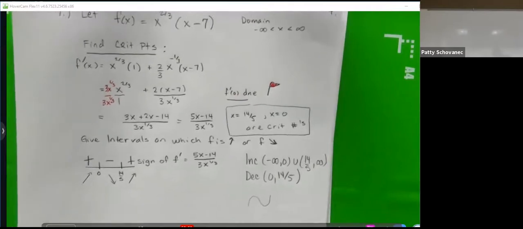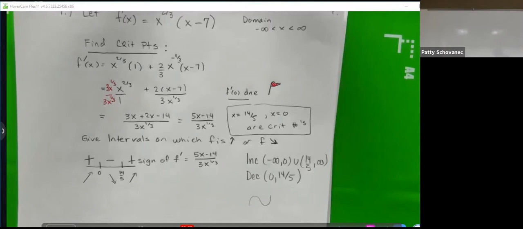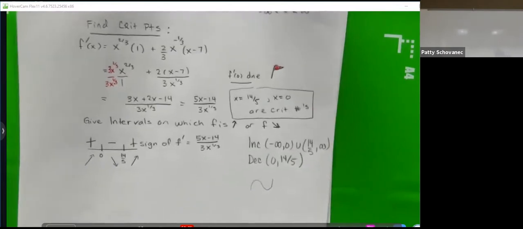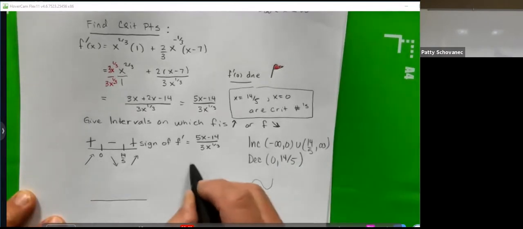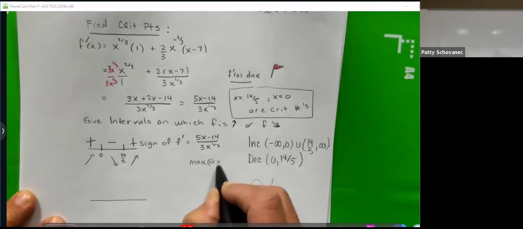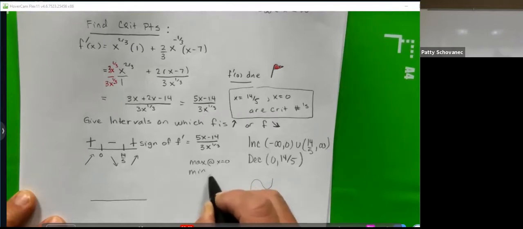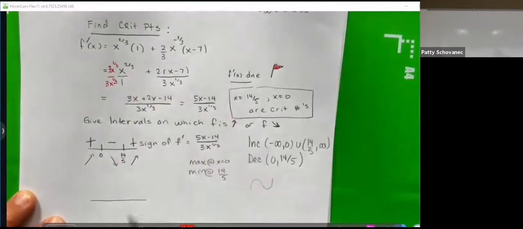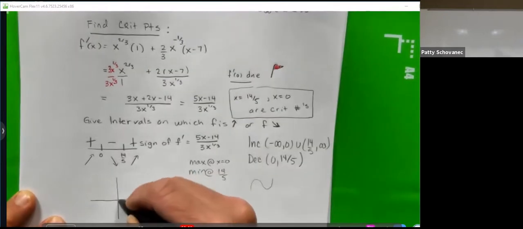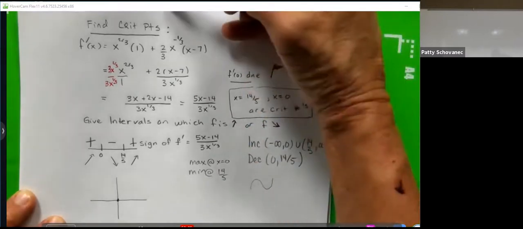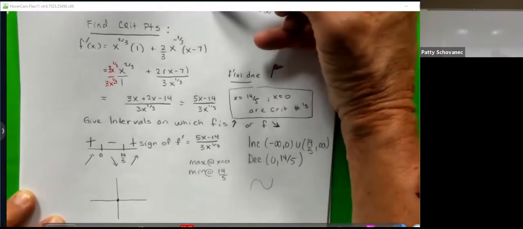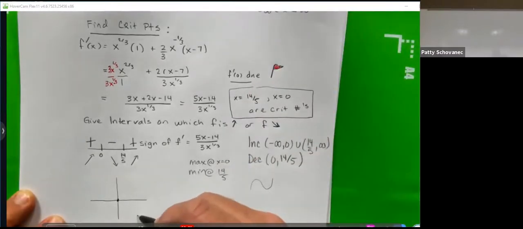Let's plot those points and see if we can tell. If we can't tell, then we're going to have to do the second derivative. But let's just kind of get an idea of what this graph looks like from here. I've got a max at 0 and a min at 14 over 5. When x is 0, so is y. So there's my max. 14 over 5 gives me a positive number here, but a negative number here. So let's just put a point right there.